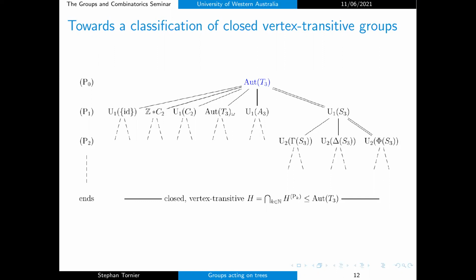Aut(T) subscript omega is the stabilizer of an end of the tree. Any end, they all conjugate to each other. It's a funny subgroup. If you fix an end and also fix a vertex, then you have to fix the whole ray, and you have local action transposition, but the orbits are funny.